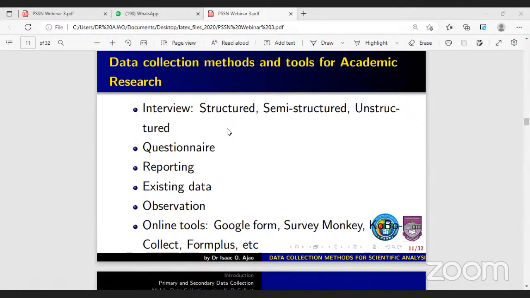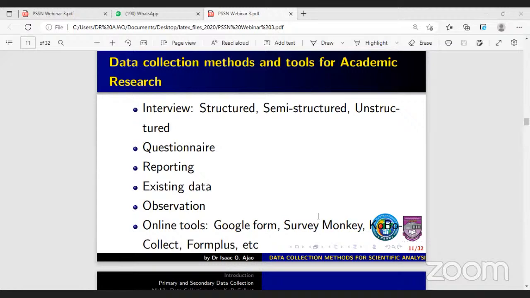Now, observation: just look at it and write down whatever you want to write down. Mere looking at it is collection of data. Online tools, I mentioned Google Form and SurveyMonkey. SurveyMonkey is online, and we all know Google Form. Time does not permit me to show us, and we only mention them, okay? Google Form and SurveyMonkey are online, and they are all free. Though if you want to go pro, you come and register, then you pay some amount, and you will be able to have access to what you want to do. That is not among the ones that are free.